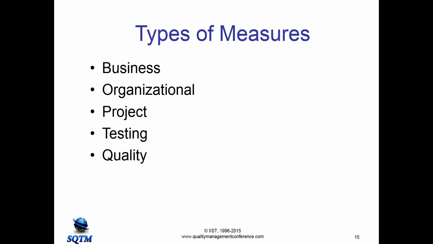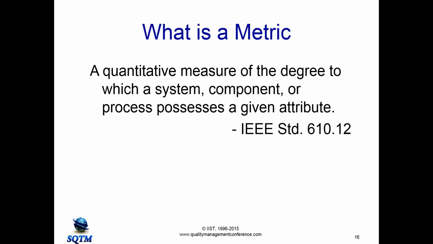Now, let's look at something here. What I found happens is that people are interchanging using the word metric and measures. And they're two different things. So let's look at what a metric really is. It's a quantitative measure of the degree to which a system, component, or process possesses a given attribute. That comes from IEEE Standard 610.12. So a metric is a measure that shows what degree a system or component possesses a given attribute.